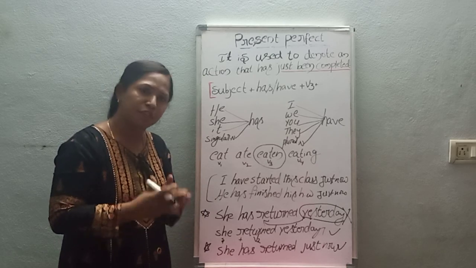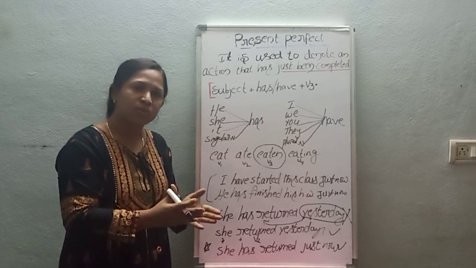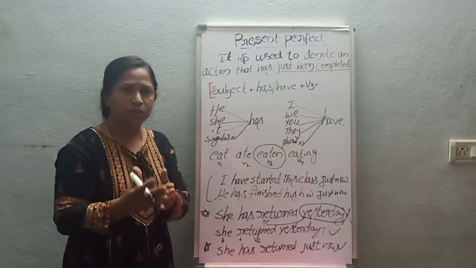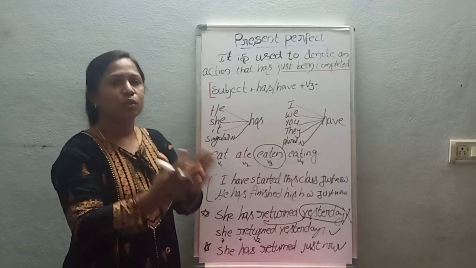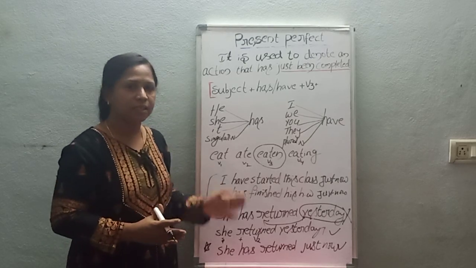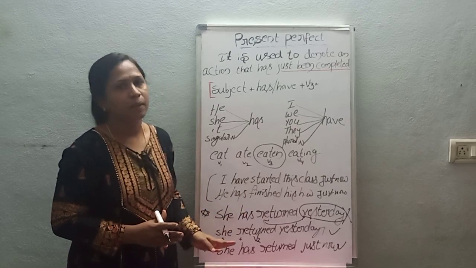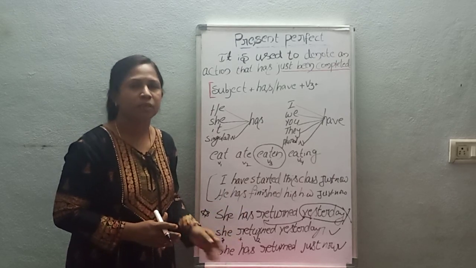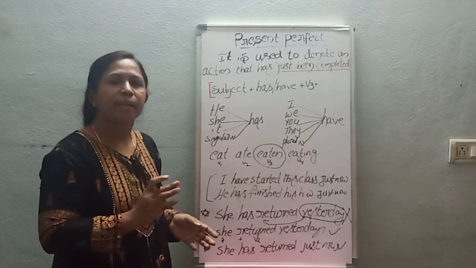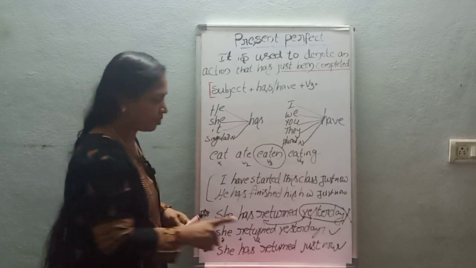If you want to use finished time, you have to use the sentence in simple past. If you want to use unfinished time, you use the sentence in present perfect. That is the difference between simple past and present perfect. So let me explain the positive and negative sentences and their short forms.